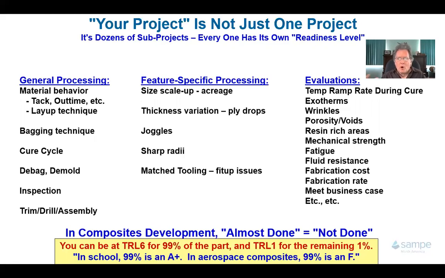So the readiness level that you assign is really an agglomeration of a whole bunch of readiness levels, depending on what it is you have to do on the part. And so there's an ambiguity there that doesn't get reflected in this simple single number of a technology readiness assessment level.